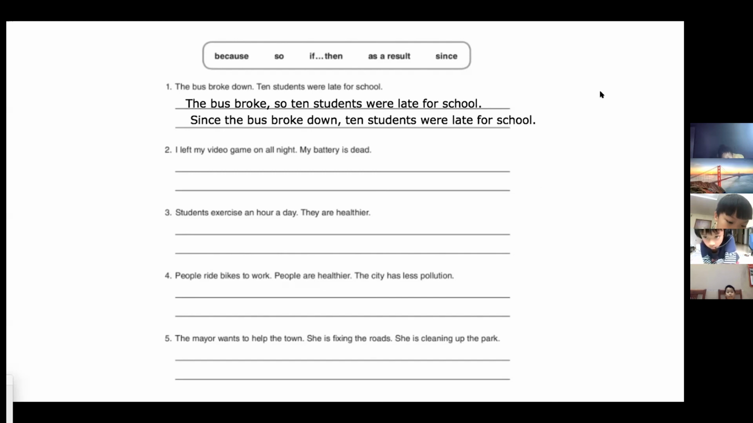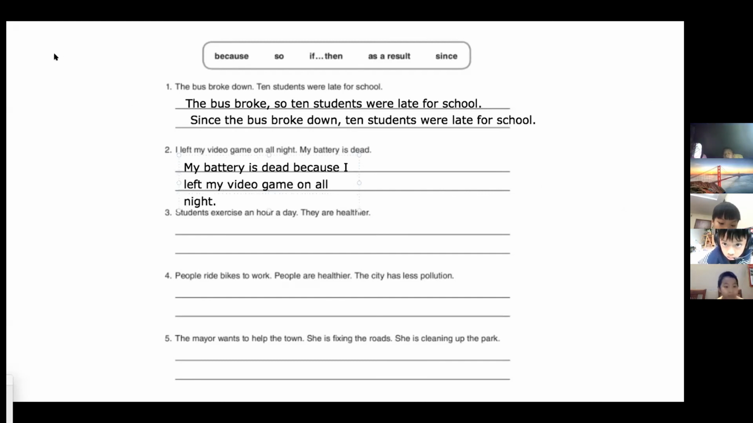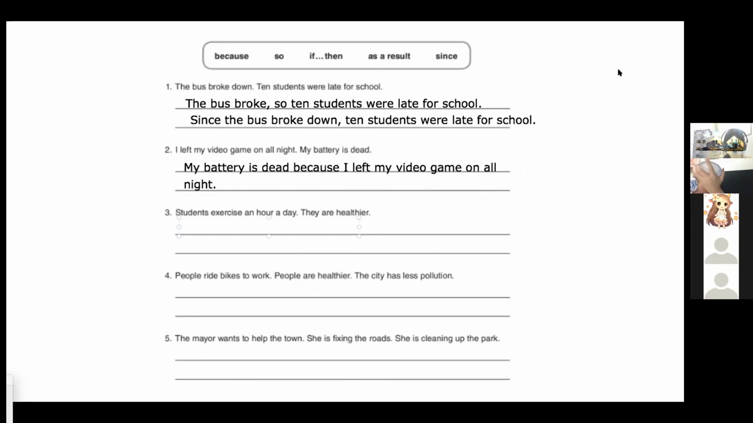So number 2, I left my video game on all night. My battery is... Okay, my battery is dead because I left my video game on all night. Okay, so if it cuts us off, hop back on, please. All right, Mitzi, what do you think? Students exercise an hour a day so they are healthier. Okay, what about Elsa? Can you do number 4, please?